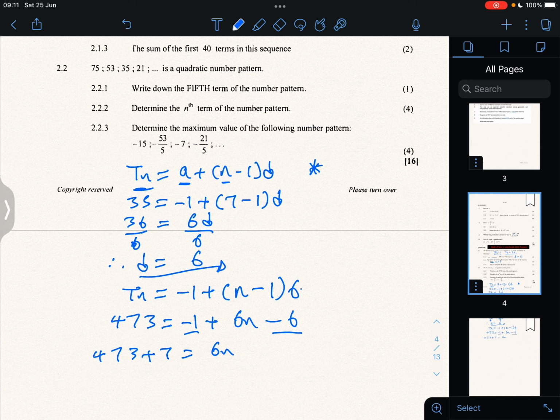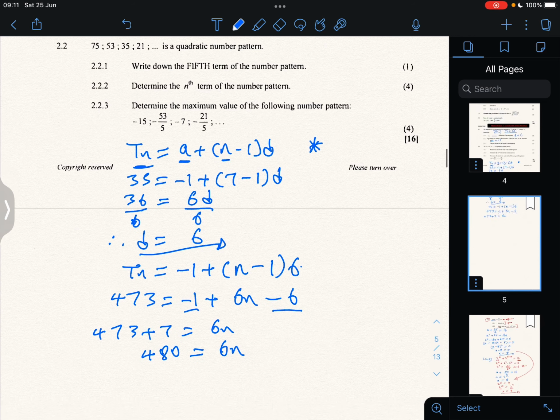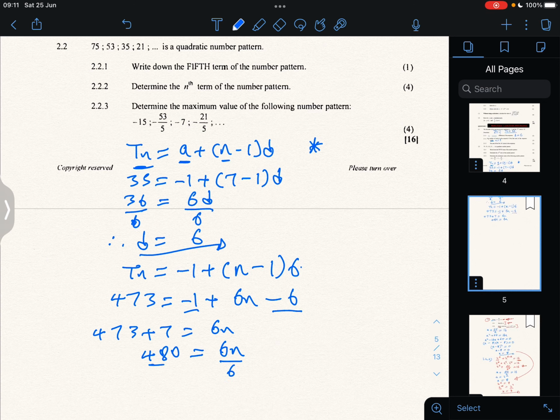When we add these two, we get 480, equals 6n. Divide both sides by 6 again. Then we get that n equals 80. So we have 80 terms in this sequence. That's the number of terms.